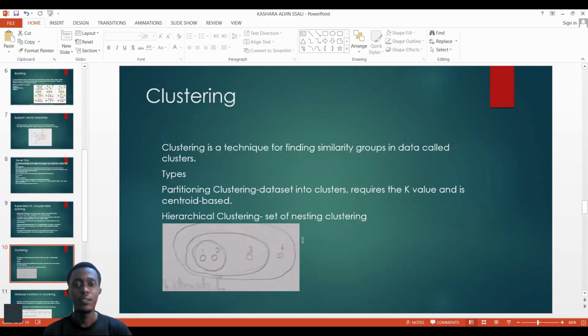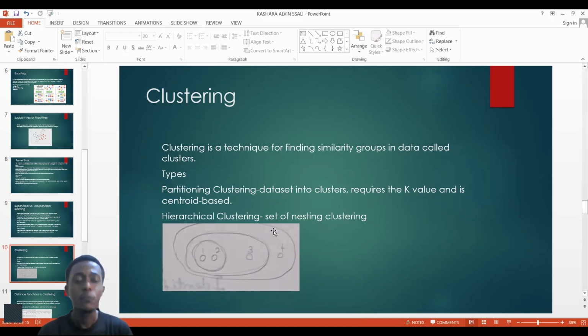Clustering is a technique for finding similarity in groups of data, and we call those clusters. It has two types: hierarchical clustering and partitioning clustering. For partitioning, first of all, you have to have a K value. Secondly, the data set must be in clusters and it's centroid based. Centroid based: you think of a data set, you come up with a center point and then surround it with the data points that are near it. And then you also come up with a K value.